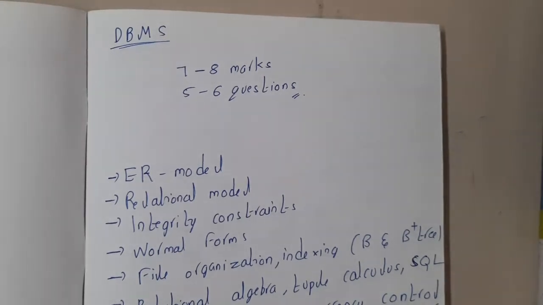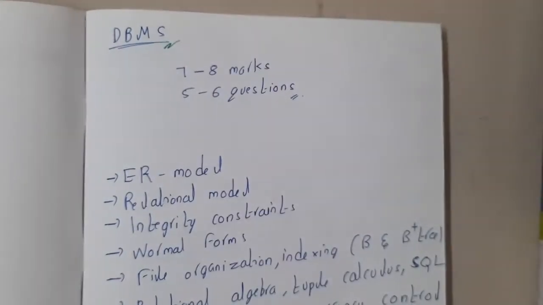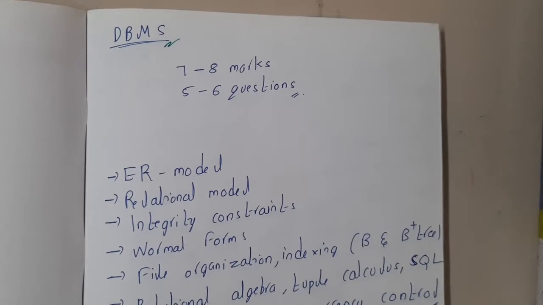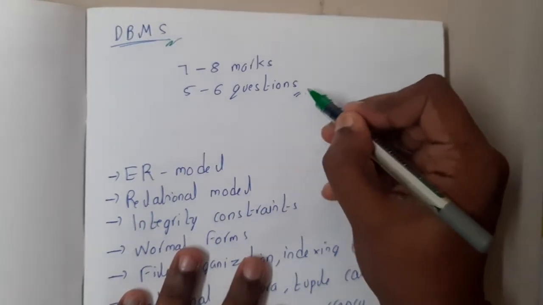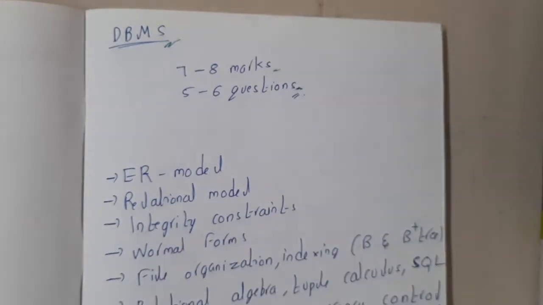In this series, we are going to start the next subject, database management system, guys. This is one of the core subjects for computer science, right? Yes, and even in GATE, we have the same weightage pattern. So here also we are going to get 5 to 6 questions, and the mark weightage will be 7 to 8. This is on average, guys.